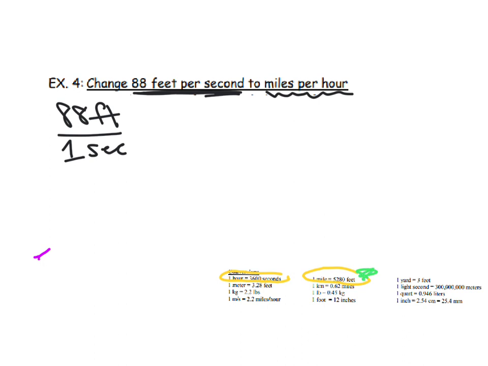So if we look at this conversion, we have 1 mile is equal to 5,280 feet. So I'm going to multiply. Since I'm trying to get rid of feet, I'm going to put the feet on the bottom. So 5,280 feet is equal to 1 mile. Okay, that way this feet cancels with this feet, and we have mile, which is what we want. But notice we also need per hour. So we're also going to have to get rid of this seconds down here.